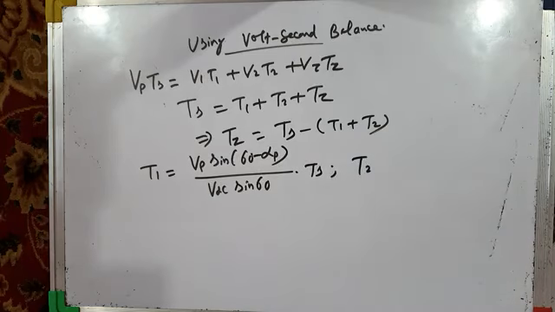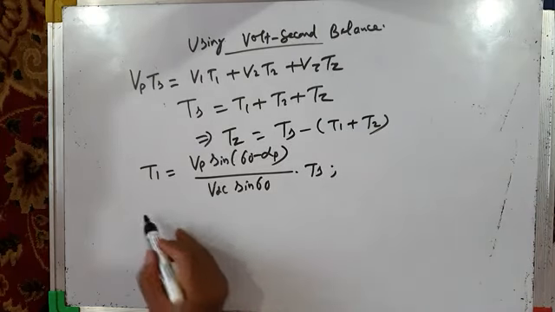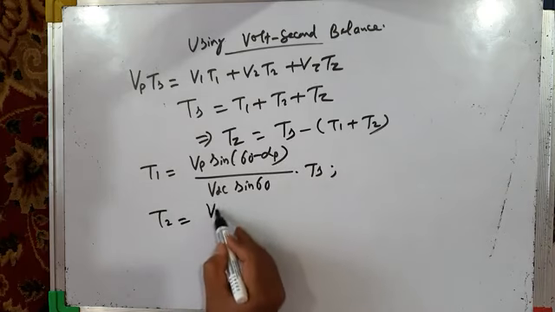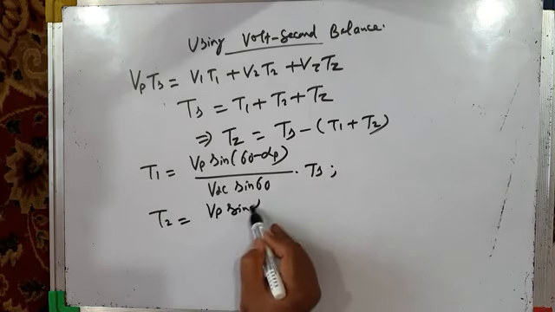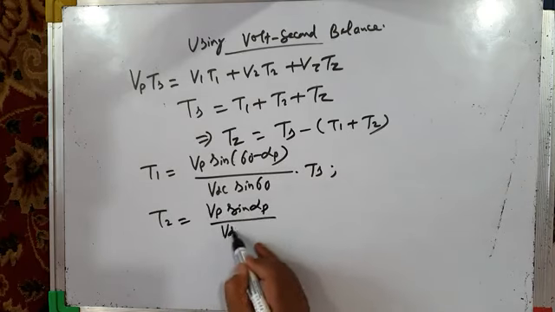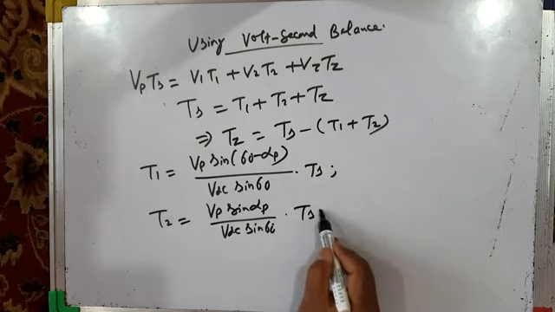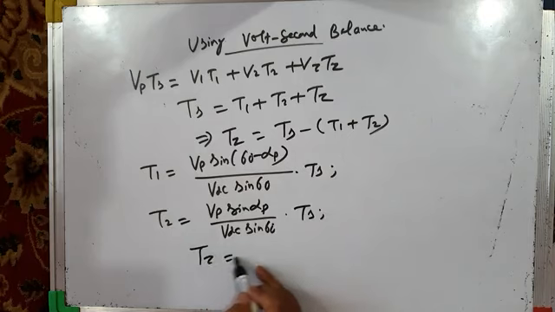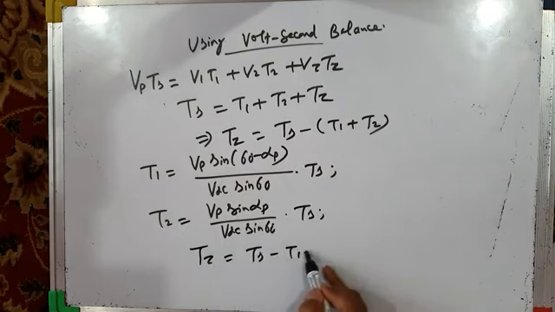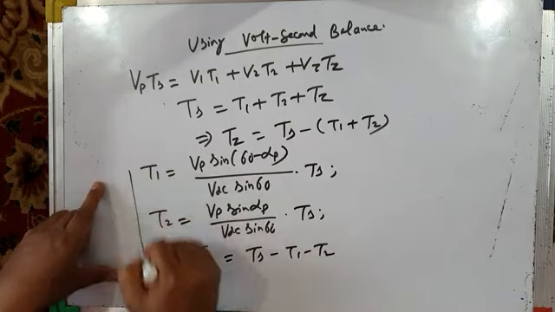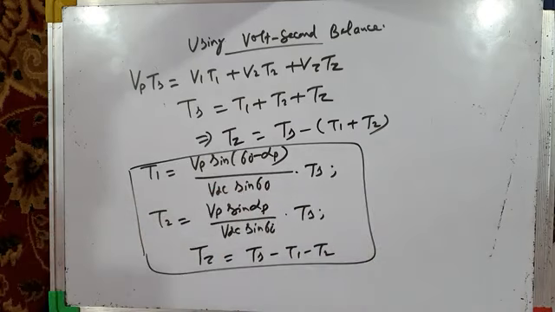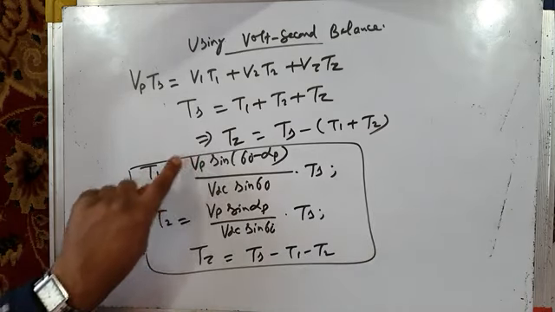Time interval T2 is given by dwell time T2 is given by Vp sine alpha p by Vdc sine 60 degrees into Ts, and Tz is given by Ts minus T1 minus T2. This is the same formula which we have discussed in conventional space vector PWM, with the only difference there we were writing Vref, here we are writing Vp.